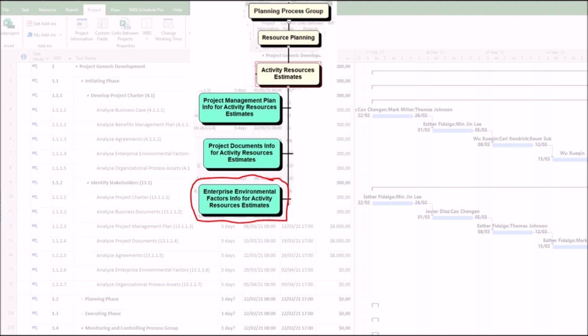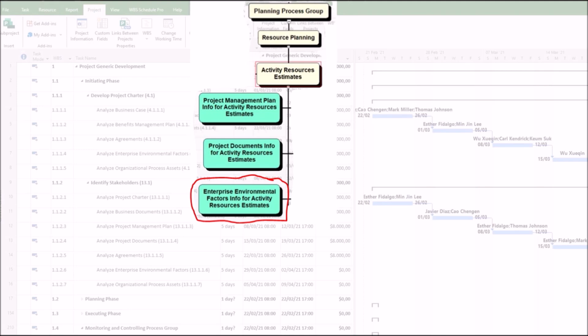To effectively use enterprise environmental factors, integrate them into your planning activities as follows. First, during project initiation and planning, conduct a structured analysis to uncover internal and external influences. This can include reviewing project documentation, conducting stakeholder workshops, and using frameworks like a PESTLE analysis to ensure no critical factor is missed.